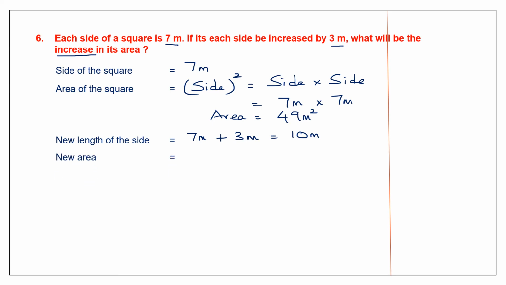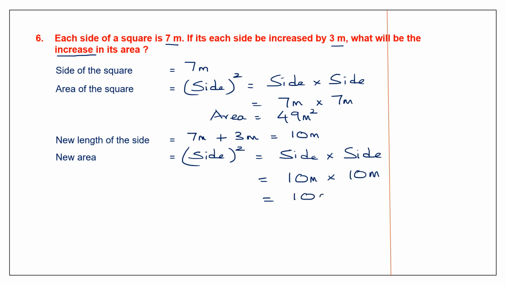Now we have to find the new area. Let's use the formula side square, which is side into side. That is, now the new length is 10 meters, 10 meters into 10 meters. 10 tens are 100 meter square. So this is the new area. The new area is 100 meters square.